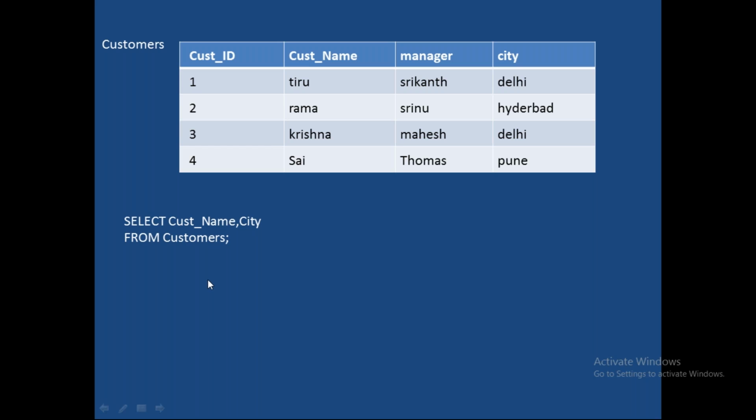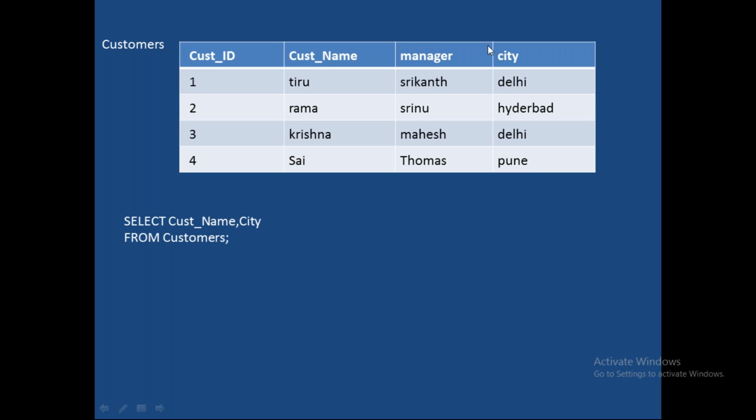First thing I will tell you, remember, FROM customers means from this customers table. This customers table is having all this data. In all this data, I want to select only two columns: customer name and city, meaning these customer names and where they are from. You can see, like Thiru from Delhi, Rama from Hyderabad, Krishna from Delhi, Sai from Pune.